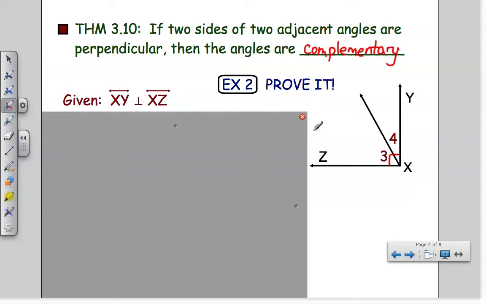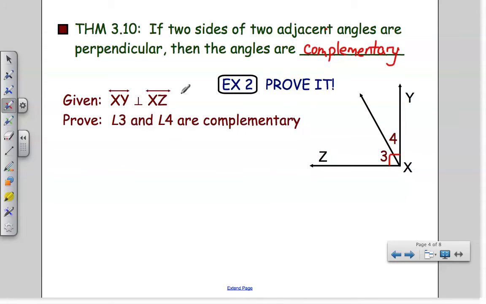Let's prove this theorem. Okay, so in the picture, notice we were given two sides of two adjacent angles are perpendicular. So that is what we're given, that these two sides, XY and XZ, are perpendicular. And I'm trying to prove that 3 and 4 are complementary. Let's do a paragraph proof, actually.